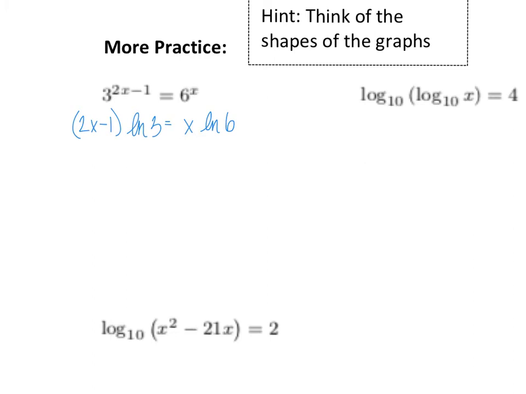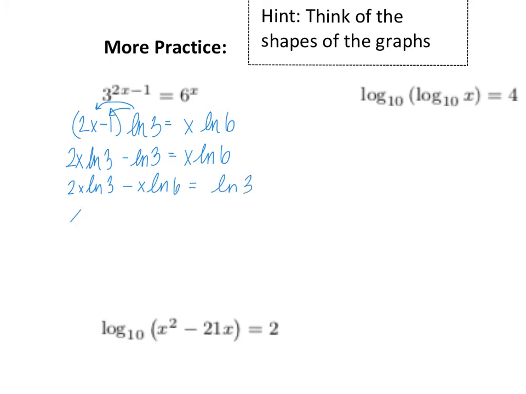We want to get x to the same side, so I'm going to go ahead and distribute here. This looks familiar from the beginning, but now we just have ln's. It doesn't matter what side you put your x's and what side you put your numbers. I'm going to go ahead and just put the x's on the left side. So I'm going to subtract over x ln of 6. I'm going to add over ln of 3. GCF like we did prior.